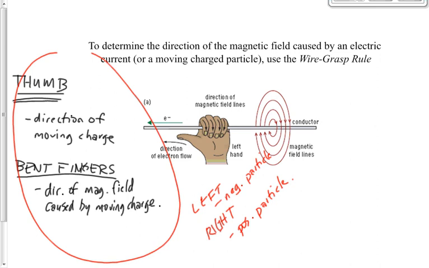Cancel. One going to the left, one going to the right, and then canceling. A particle, it's a baseball through the air, right? That doesn't generate a magnetic field. Particles.